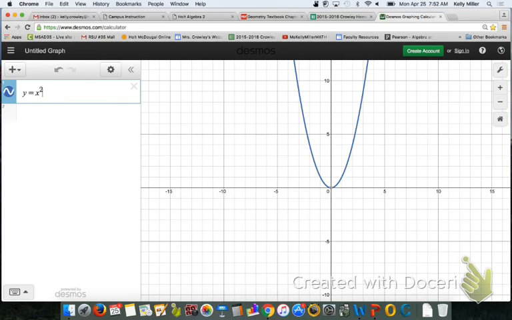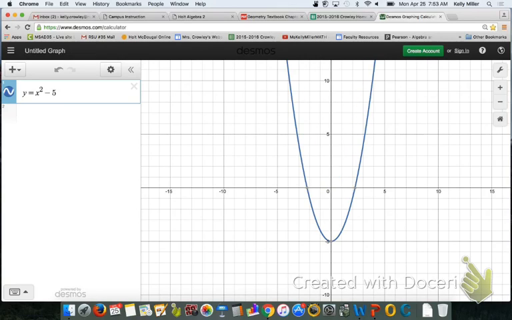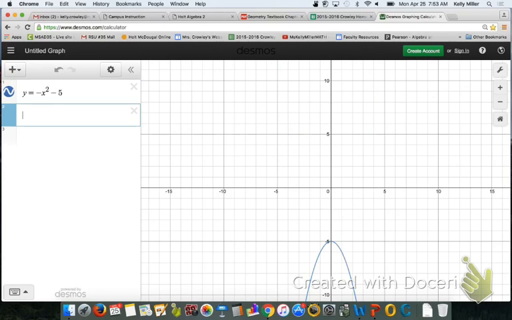What if I put a plus 1 after it? It's going to shift up 1. If I went plus 5, it would shift up 5. If I made it minus 5, it would go down 5. If I put a negative in front of this, it would just reflect it and make it go upside down, right? How would I move the parabola left or right?